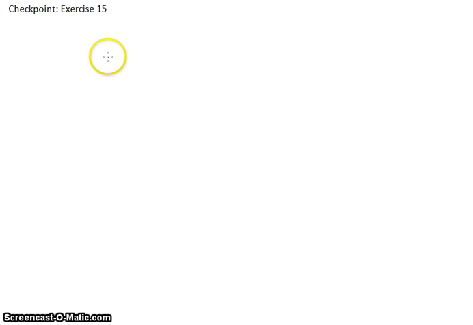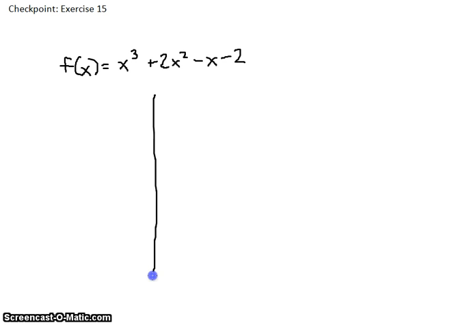So here's the section homework for 3.4, and we're going to start with exercise 15. And 15 gives us this function that says f of x equals x cubed plus 2x squared minus x minus 2. And it says to use the rational zero test to list all possible rational zeros and verify that they're on the graph. Okay. Well, the graph looks something like this.